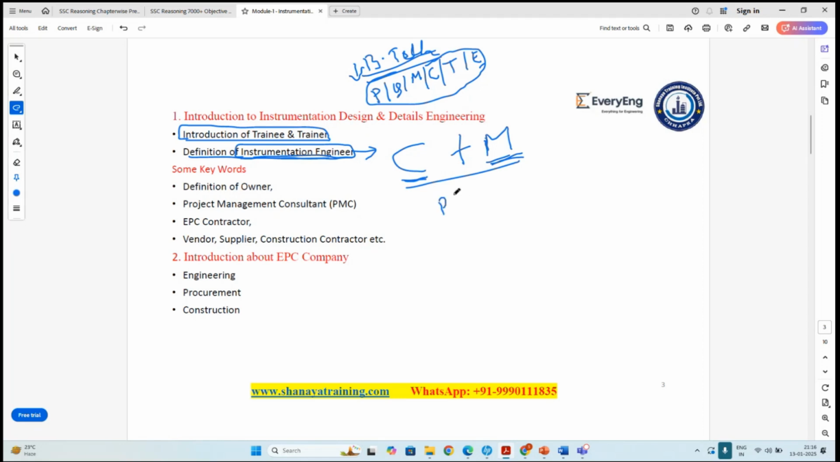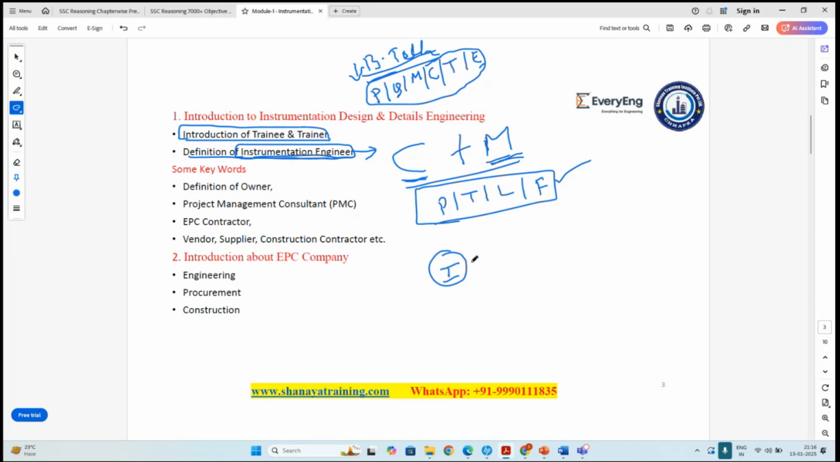Process parameters. What are the process parameters? Pressure, temperature, level, and flow. These are the process parameters which you need to measure and control. That is why we instrument engineers are there. Now, how will we measure? We will measure with the help of some instruments in the field.